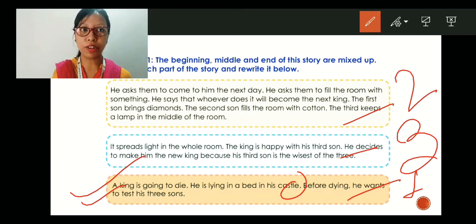Now, what you have to do, there is a space below. You have to write this whole story in a serial order. So first you are going to write the beginning, that is the first one, this box, okay? Then the second part is the middle part, and then the third part you have to do it. So change the paragraph and write the story below. Now let us move to the next one.